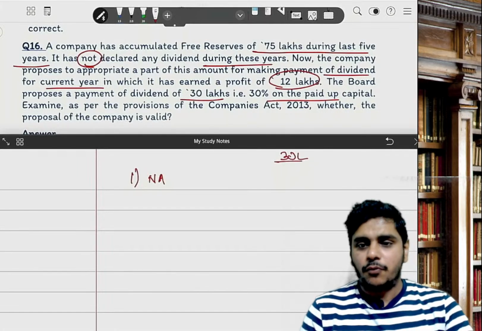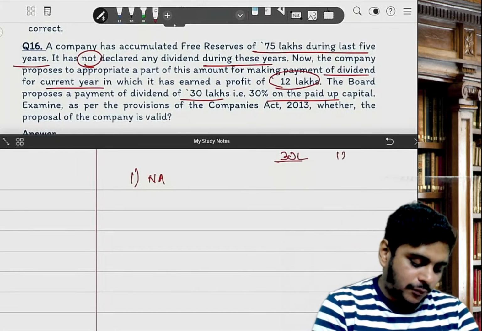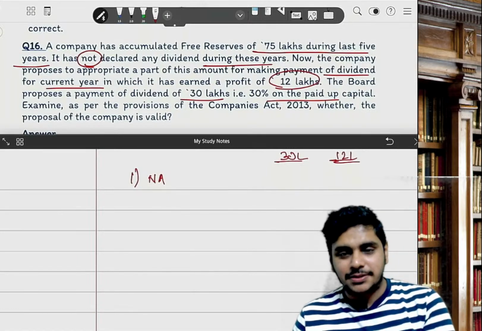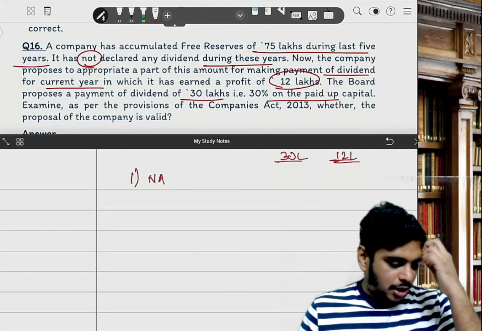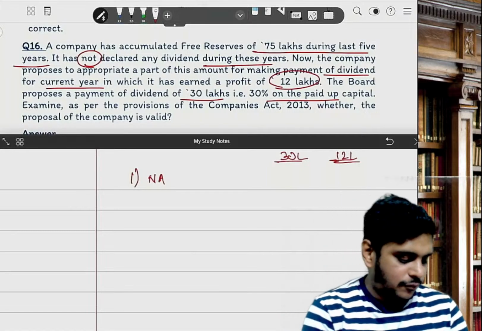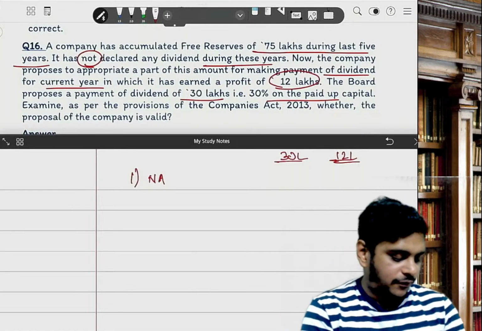I want to pay 30 lakhs but I have only 12 lakhs. That means money is there but money is less. That is insufficient profit. Now as per the Companies Act, decide whether the proposal of the company is valid or not. So I will follow rule 3. My first condition is not applicable.